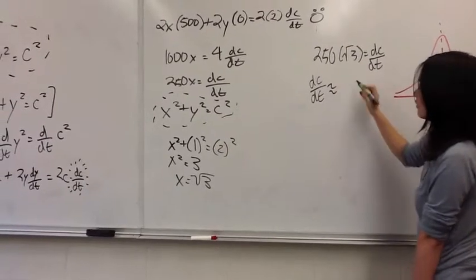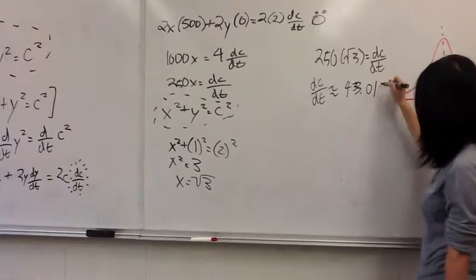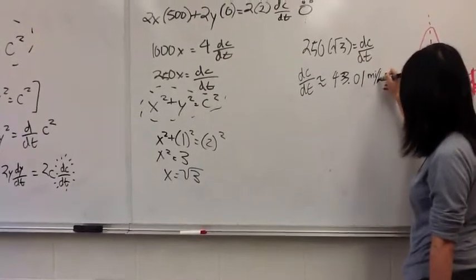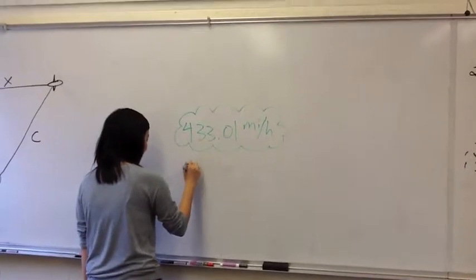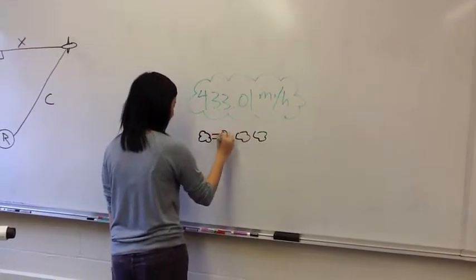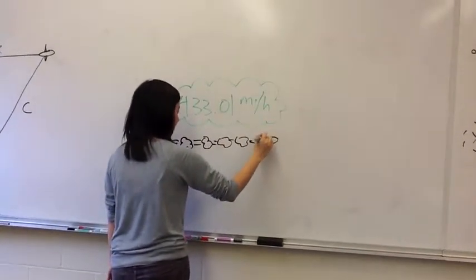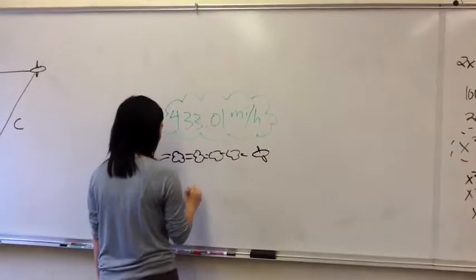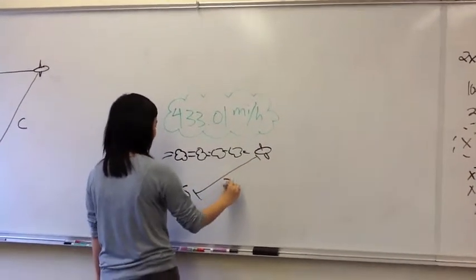So dc over dt equals approximately 433.01 miles per hour. So 433.01 miles per hour equals the rate at which the distance from the plane to the station is increasing when it is 2 miles away from the station. And that is how you solve this problem.